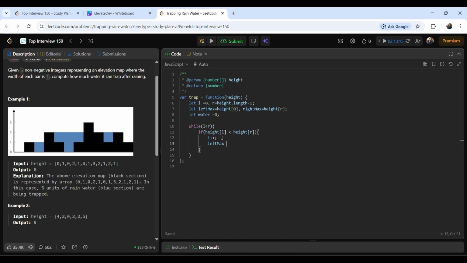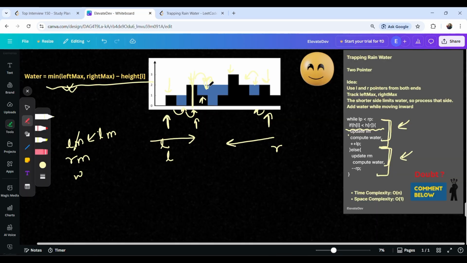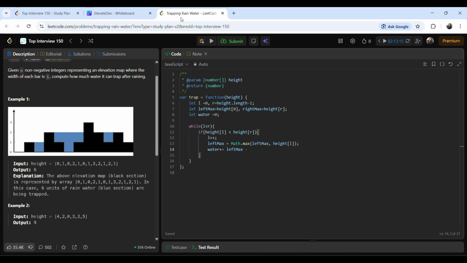And next we have to check if my left max is greater than the current height. If that is the case, then we update the left max, and also we will compute water. If you do the simulation now, you will understand what I'm trying to say. Suppose you are here at this point and then you have this left max, then what is going to get computed? Left max minus height of L.